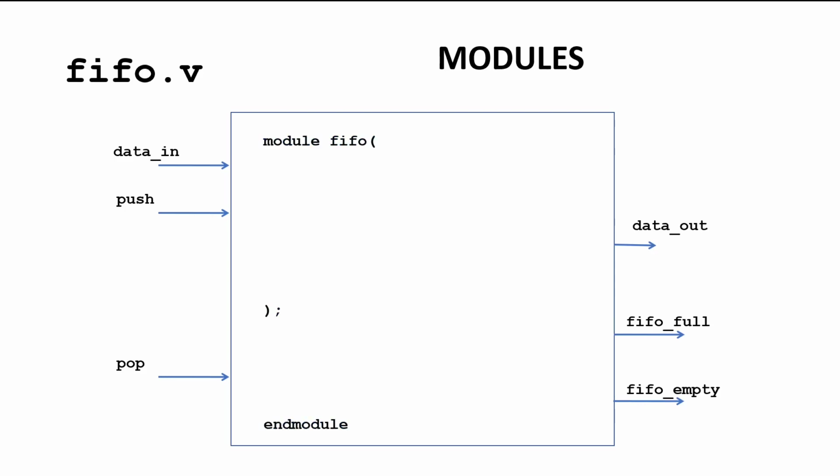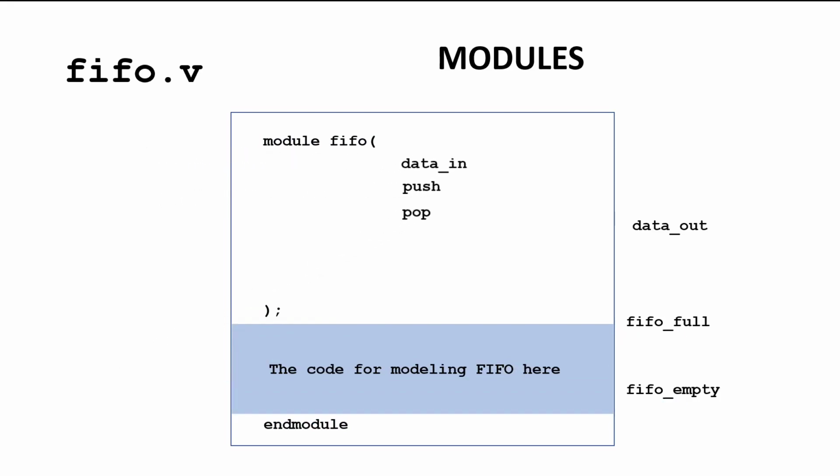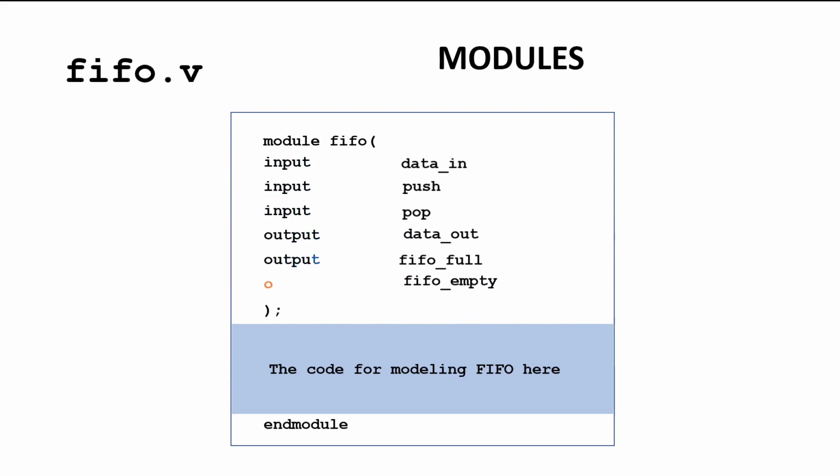We can write our Verilog code in the module body. For inputs and outputs, we use the keywords input and output. These are also called ports. If a port has more than 1 bit, like here, the data is 16 bits, we can write 15:0 and we read it as 15 down to 0.